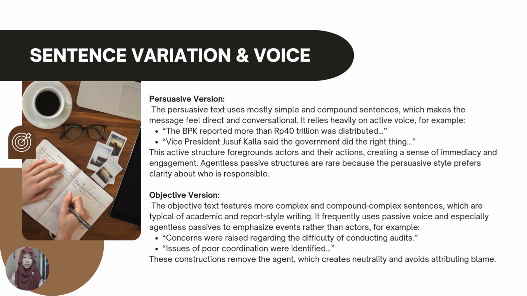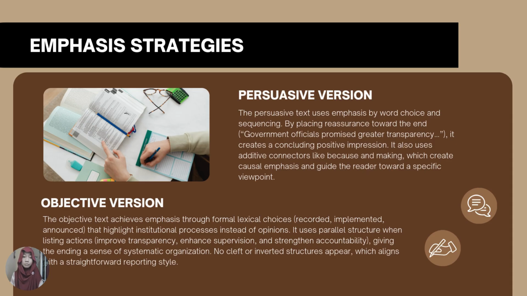The objective text features more complex and compound complex sentences, which are typical of academic and report style writing. It frequently uses passive voice and especially agentless passives to emphasize events rather than actors. For example, concerns were raised regarding the difficulty of conducting audits. Issues of poor coordination were identified. These constructions remove the agent, which creates neutrality and avoids attributing blame.